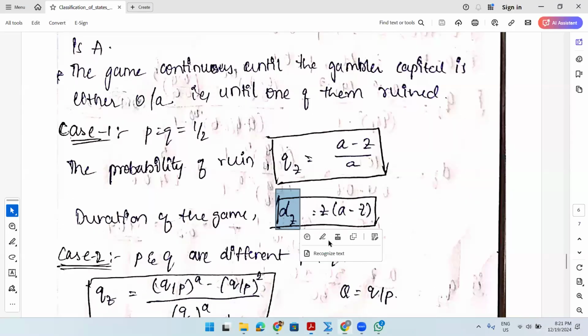In this case, if both are equal, there is a simple formula: q_z is (A minus Z) by A. A is the total rupees, Z is what the gambler has initially, and A minus Z is what the opponent has. The duration d_z is Z into (A minus Z). Z is what the gambler has, and A minus Z is what the opponent has.